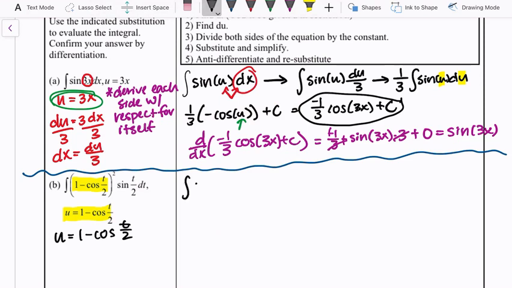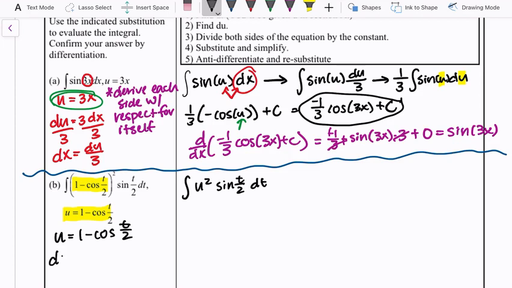Okay, so I'm going to substitute that into my indefinite integral. So that'll be the integral of u squared, but I still have this sine t over 2 dt. So we're going to have to do something to change all of our variables to be u. So that's where we're going to take the derivative of both sides of our u equals 1 minus cosine of t over 2.